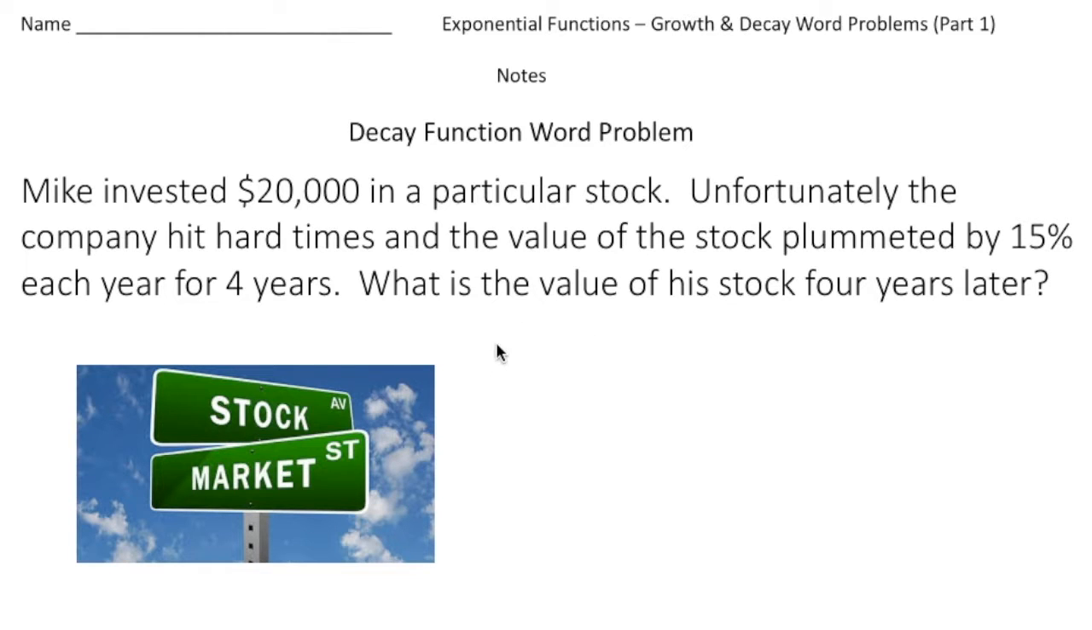All right, so let's first write down our equations. So y equals a times b to the x. Okay, and remember, a is the starting point. So Mike started with $20,000 invested in the stock. So it's going to be y equals 20,000 times. Now this is the most important part. All right, remember, for a decay function, this b value has to be less than 1.